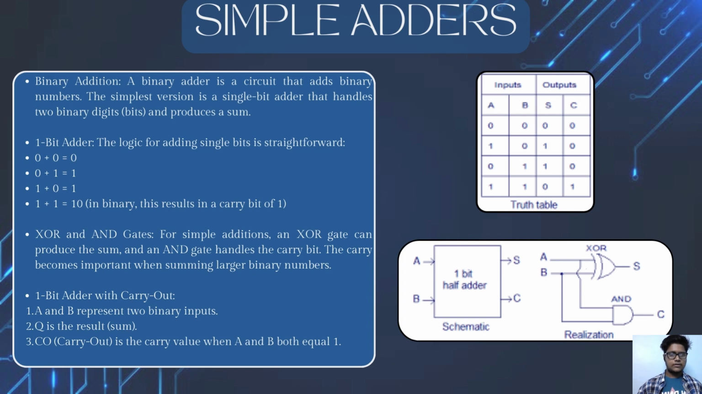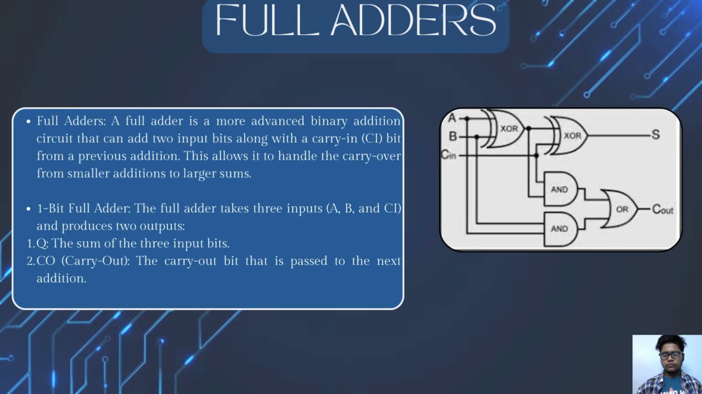As you all can see, the truth table for the simple adder and the schematic representation of the simple adder. Now, for full adders, a full adder can add three inputs: two binary digits and a carry input from a previous addition. This makes the full adder essential for adding larger numbers. By connecting full adders together, we can perform multi-bit binary addition, which is fundamental for arithmetic operations in modern computing. As you all can see from the following image, the circuit representation of the full adder.